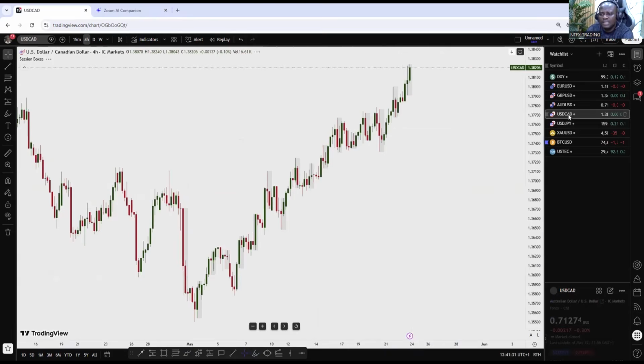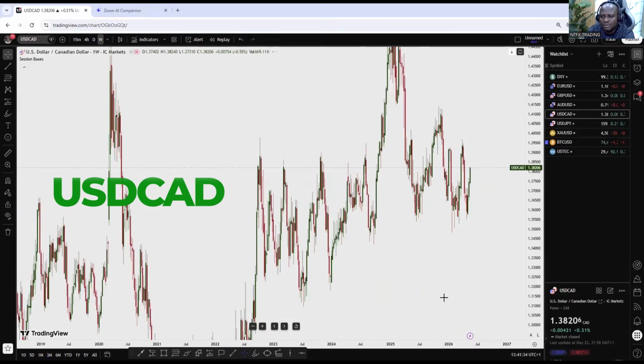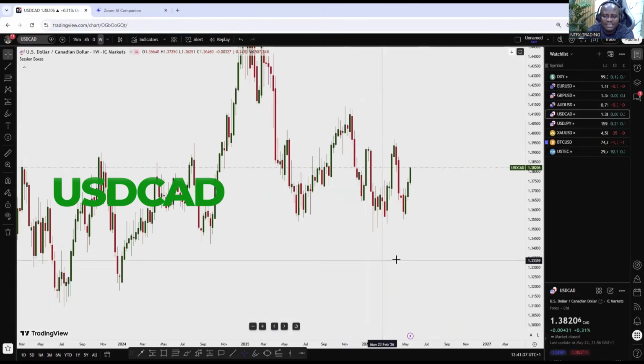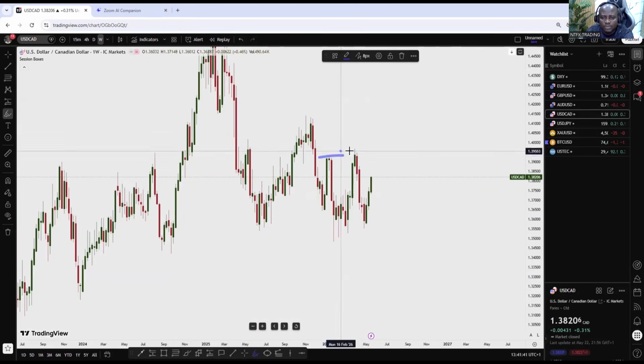All right. So USD CAD. You know, last week, I told you that USD CAD is going to make a move to the upside to break this top. There is liquidity here. So you have this down move, you have this. This is supposed to be a corrective structure.